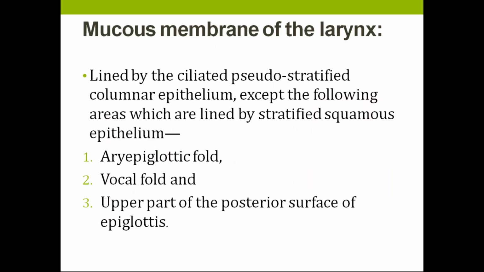Next, we'll go on to the mucous membrane of the larynx. The mucous membrane is completely lined by ciliated columnar epithelium, except the following areas which are lined by stratified squamous non-keratinized epithelium: the aryepiglottic fold, vocal fold, and upper part of the posterior surface of the epiglottis. So these three areas are covered by stratified squamous non-keratinized epithelium. Other areas are covered by ciliated columnar epithelium. It is not pseudostratified, it is ciliated columnar epithelium. It's a typing mistake here. So I think you're clear about the lining epithelium of the larynx.